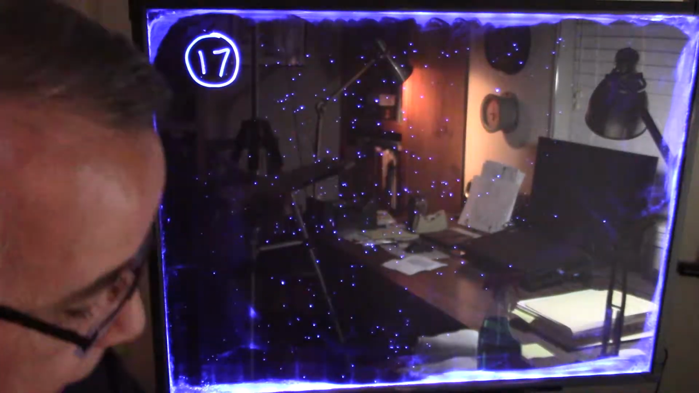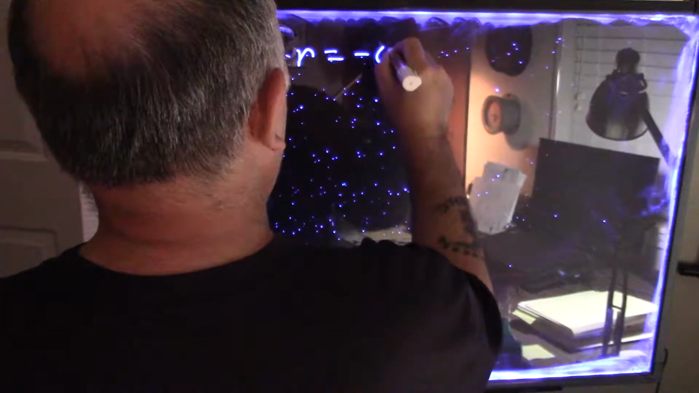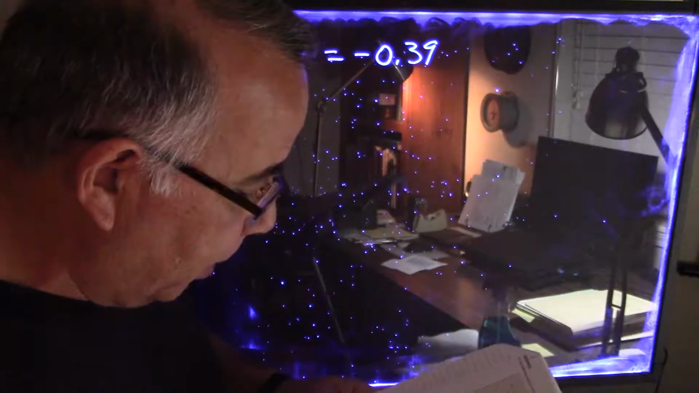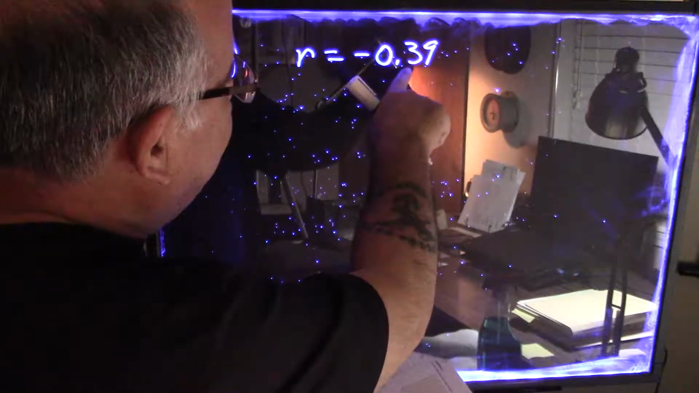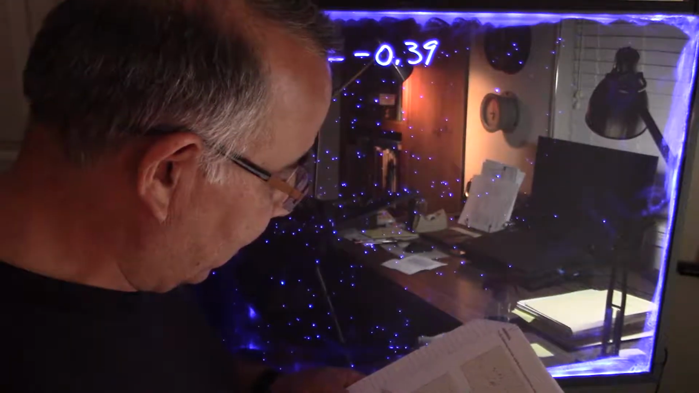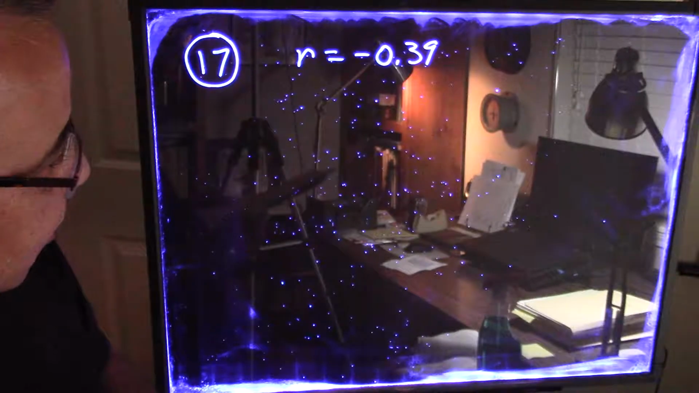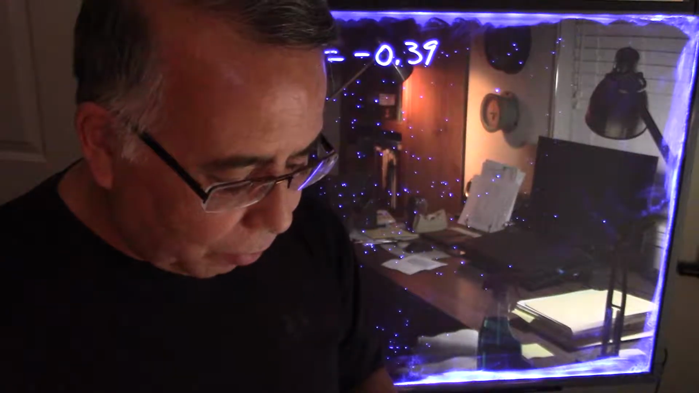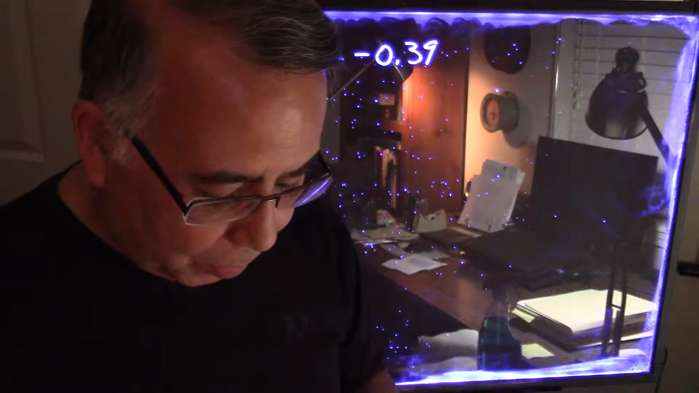Number 17, we have correlation coefficient R equals negative 0.39. So that means, well, it's closer to 0 than it is to negative 1, so that shows relatively large scatter. The negative indicates decreasing relationship here. So we're looking for something decreasing, and it's pretty much scattered.